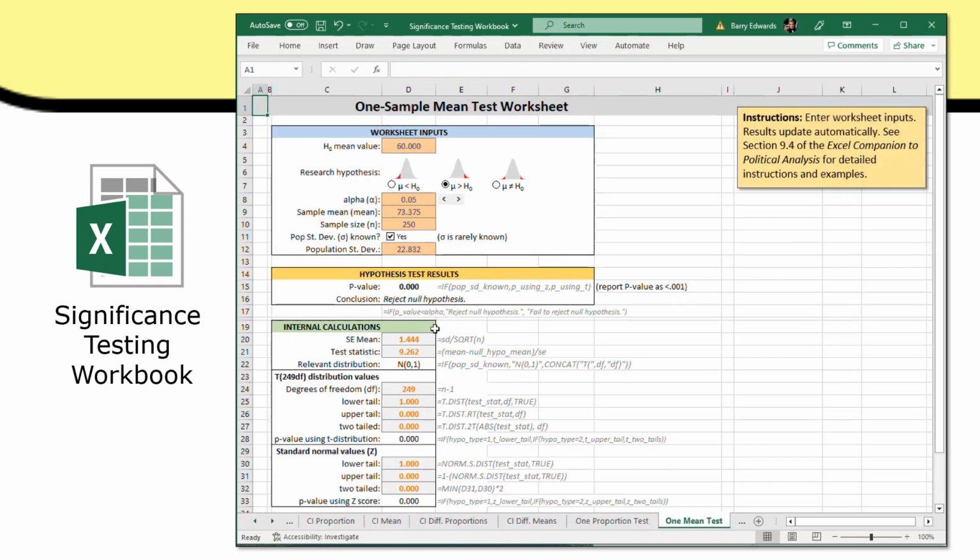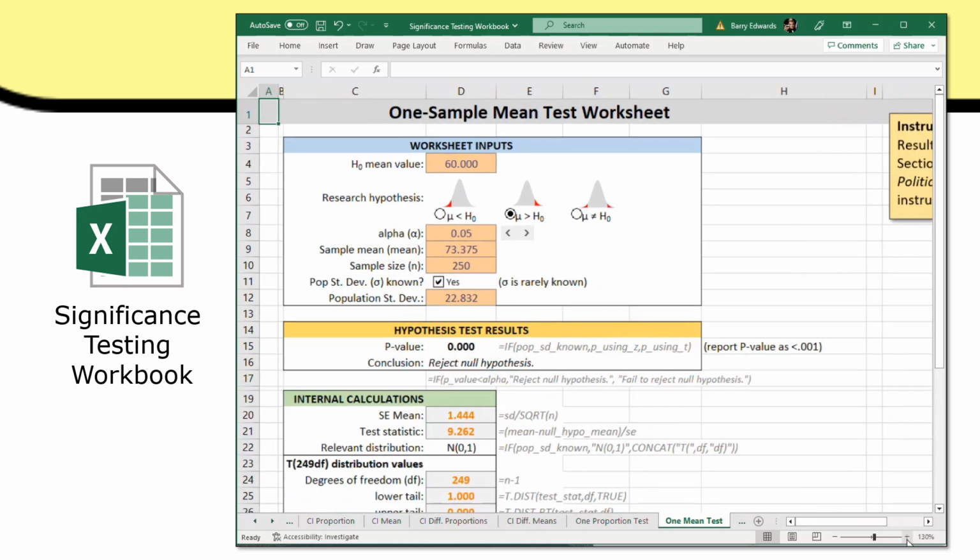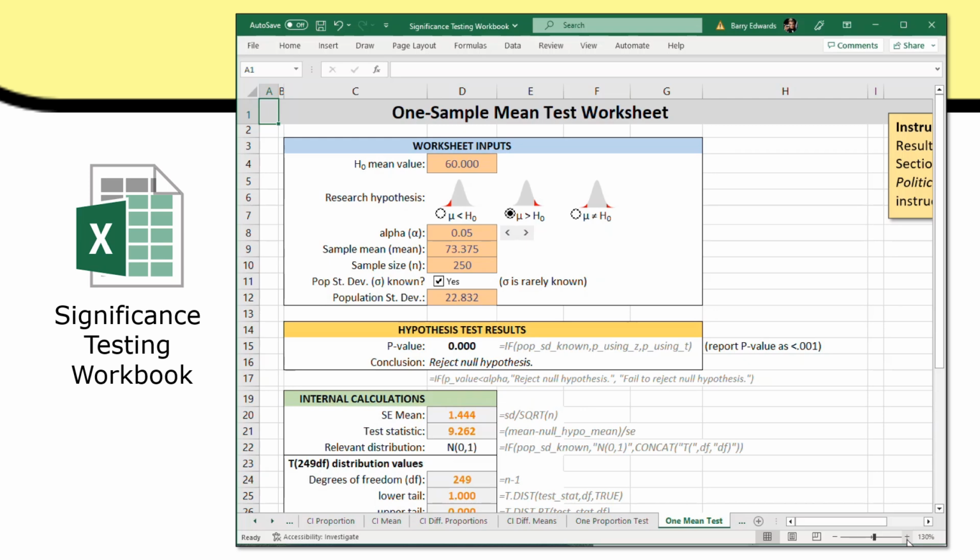Like, for example, here's our one sample mean test. It's usually called a t-test, but it's a one sample mean test. You're testing whether a mean in a sample is greater than, less than, equal to, or not equal to a hypothesized value.